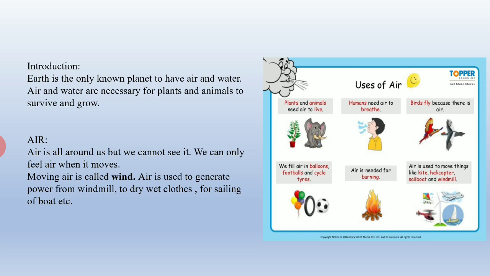Introduction. Earth is the only known planet to have air and water. Air and water are necessary for plants and animals to survive and grow.